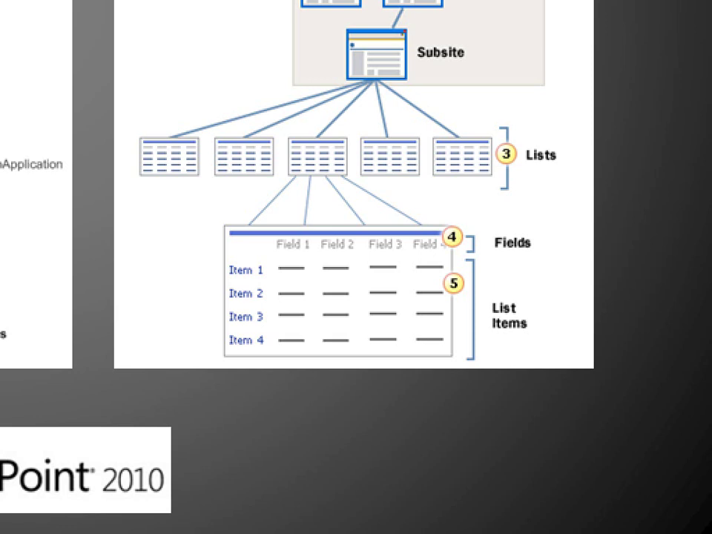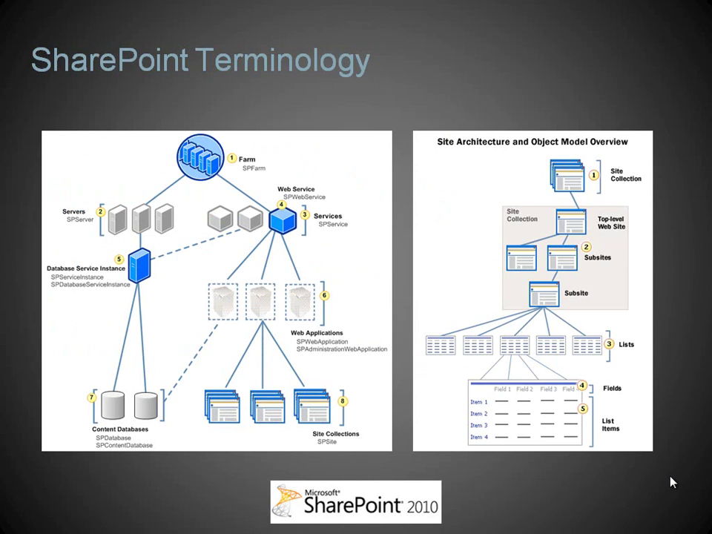Right? And in an information collaboration world, those sites contain lists of information, libraries of documents, and each of those things contain fields or columns. Okay? All right, so I just wanted to make sure that you're aware of the terms we're going to be using, right? So farm, web application, site collection, site, list, library, field. These are the core terms that make up the developer world and the end user world in SharePoint.